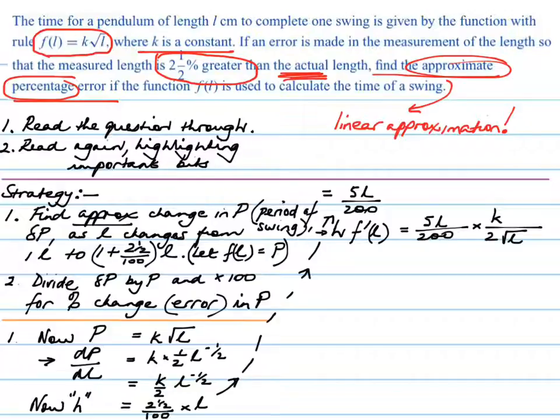Now do you realise what that is? That is delta P. That's the change in P. Now, all we've got to do is look at the question again. I think that's the end of step 1. That's delta P, isn't it? All right. Let's go for step 2.